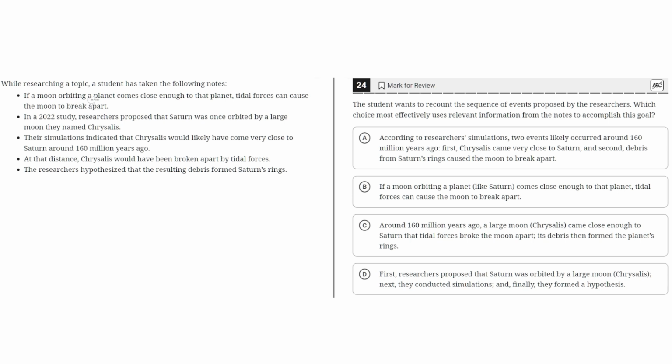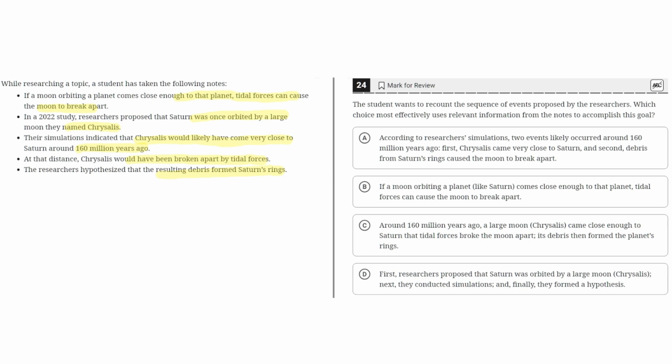If a moon orbiting a planet comes close enough to that planet, tidal forces can cause the moon to break apart. In a 2022 study, researchers proposed that Saturn was once orbited by a large moon they named Chrysalis. Their simulations indicated that Chrysalis would likely have come very close to Saturn around 160 million years ago. At that distance, Chrysalis would have been broken apart by tidal forces. The researchers hypothesized that the resulting debris formed Saturn's rings.